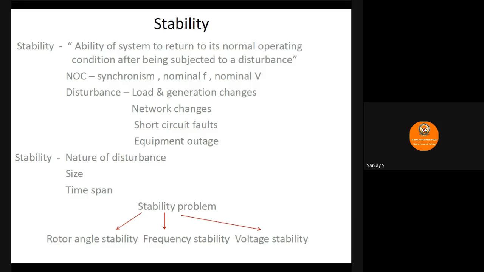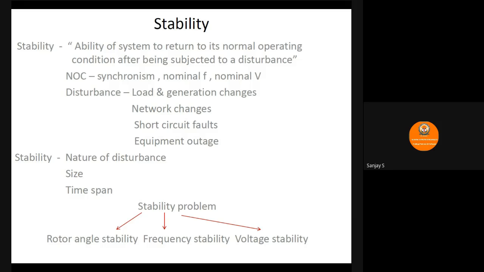And then it says that ability of a system to return to its normal operating condition after being subjected to a disturbance. So disturbance may be changes in load and generation, changes in the network, short circuit fault, or outage of equipment. Load and generation changes in the sense sometimes there may be an increase in the load depending on the consumer, or there may be a sudden decrease in the load, or there may be an increase in the generation, or a decrease in the power generating sources available. So this is one source of disturbance.